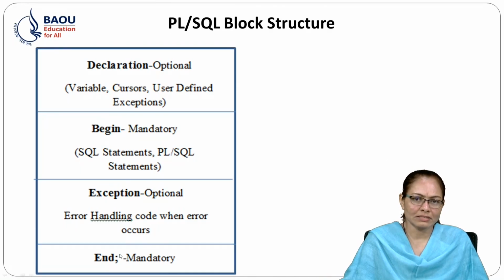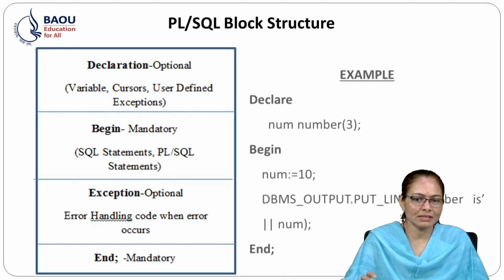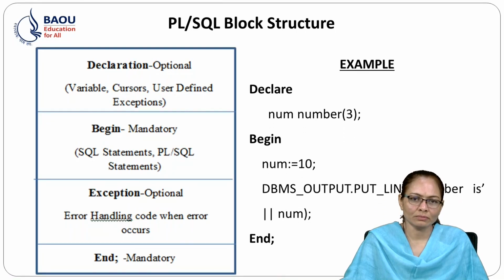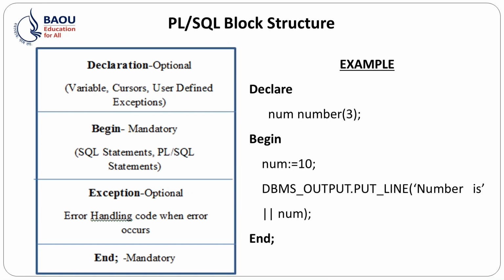Now, what is the end? The code block is terminated by the end keyword. It is the keyword end followed by a semicolon. Just write down end and then a semicolon. How to execute this block? Using the slash sign.